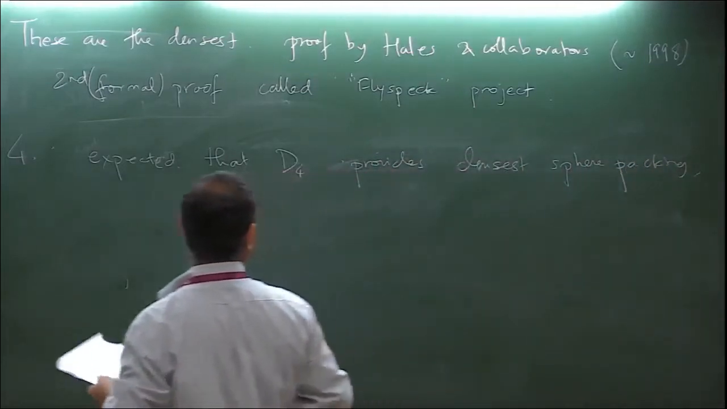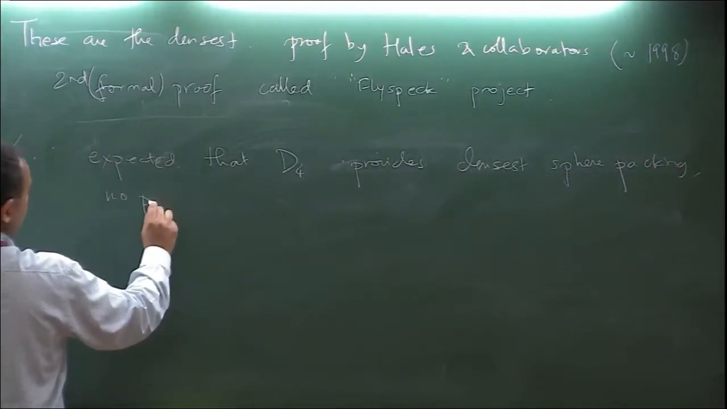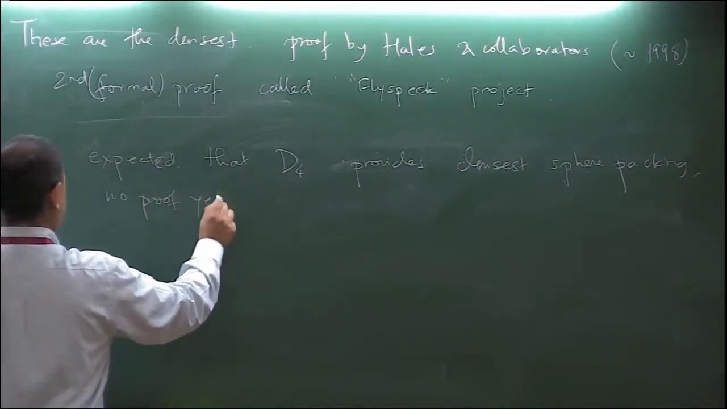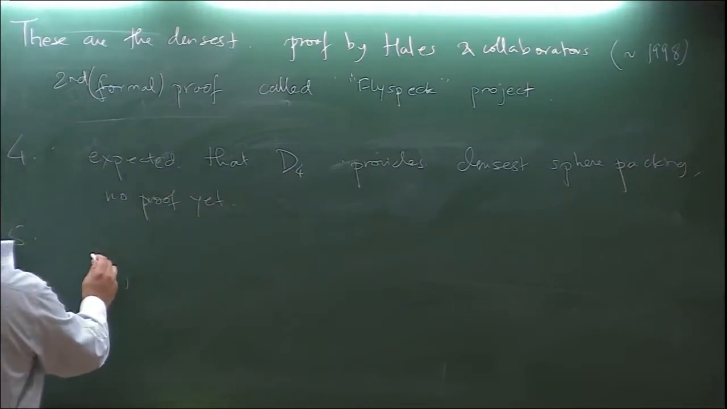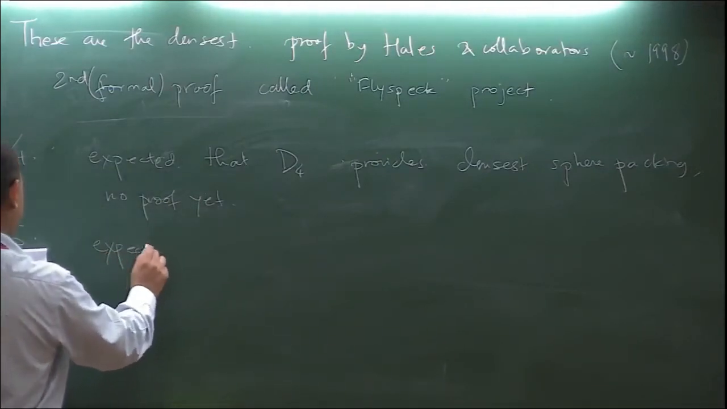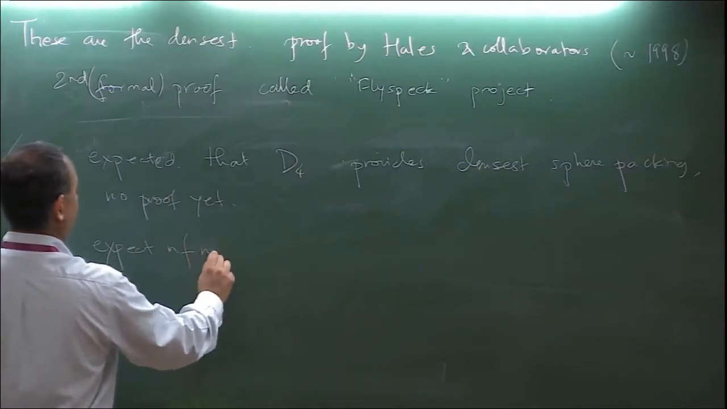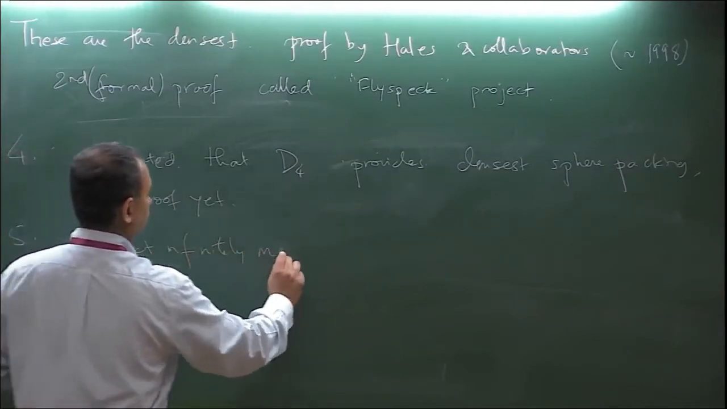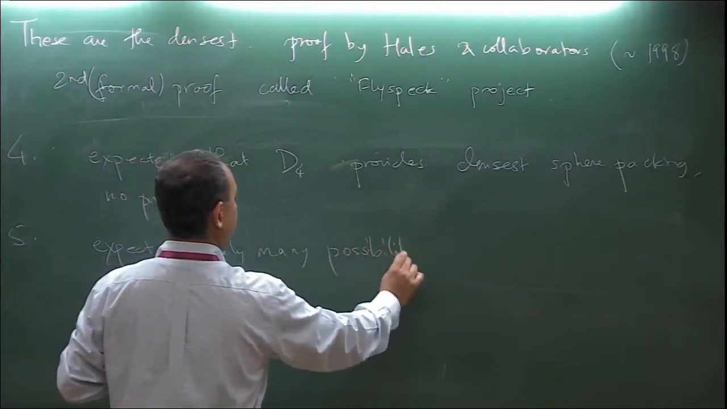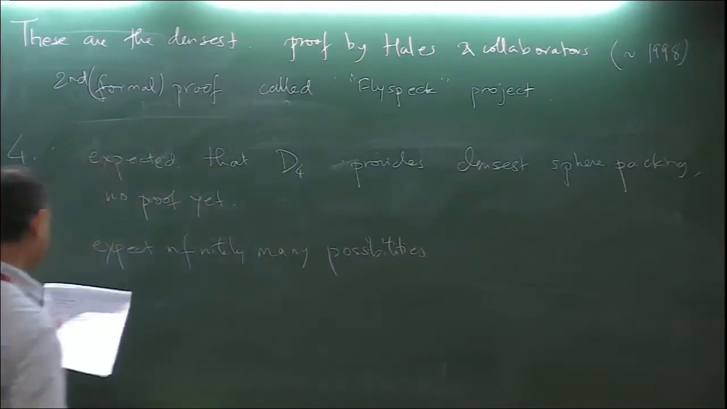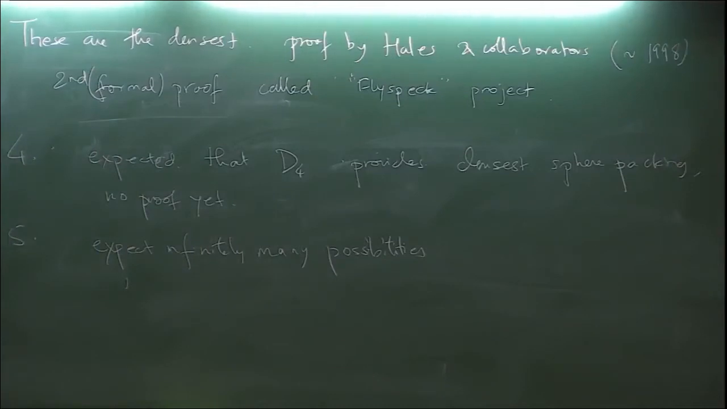But again, no proof. Okay. So let me just say while we're here, some interesting things that happen in 5 dimensions. So you can expect infinitely many possibilities. So it turns out now D4 has 4 classes of holes.